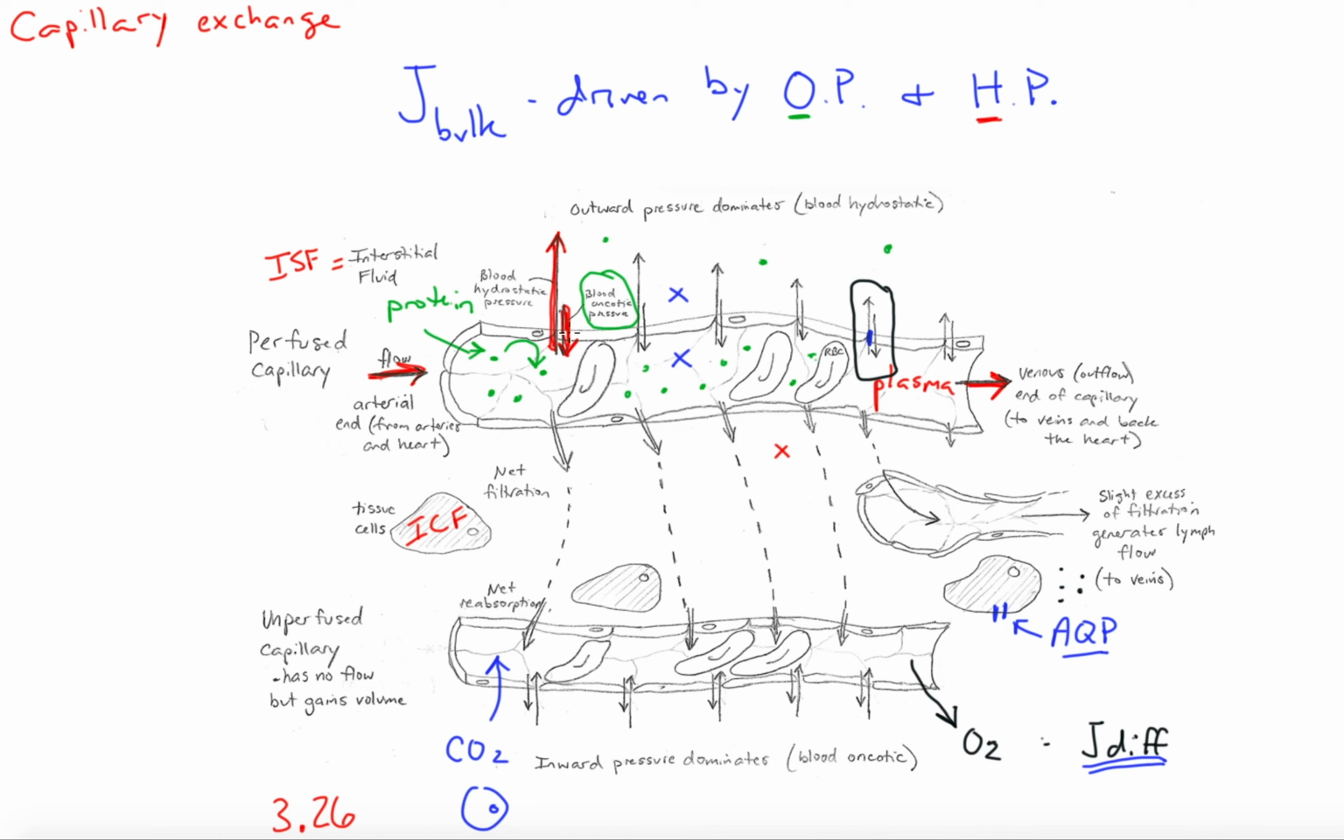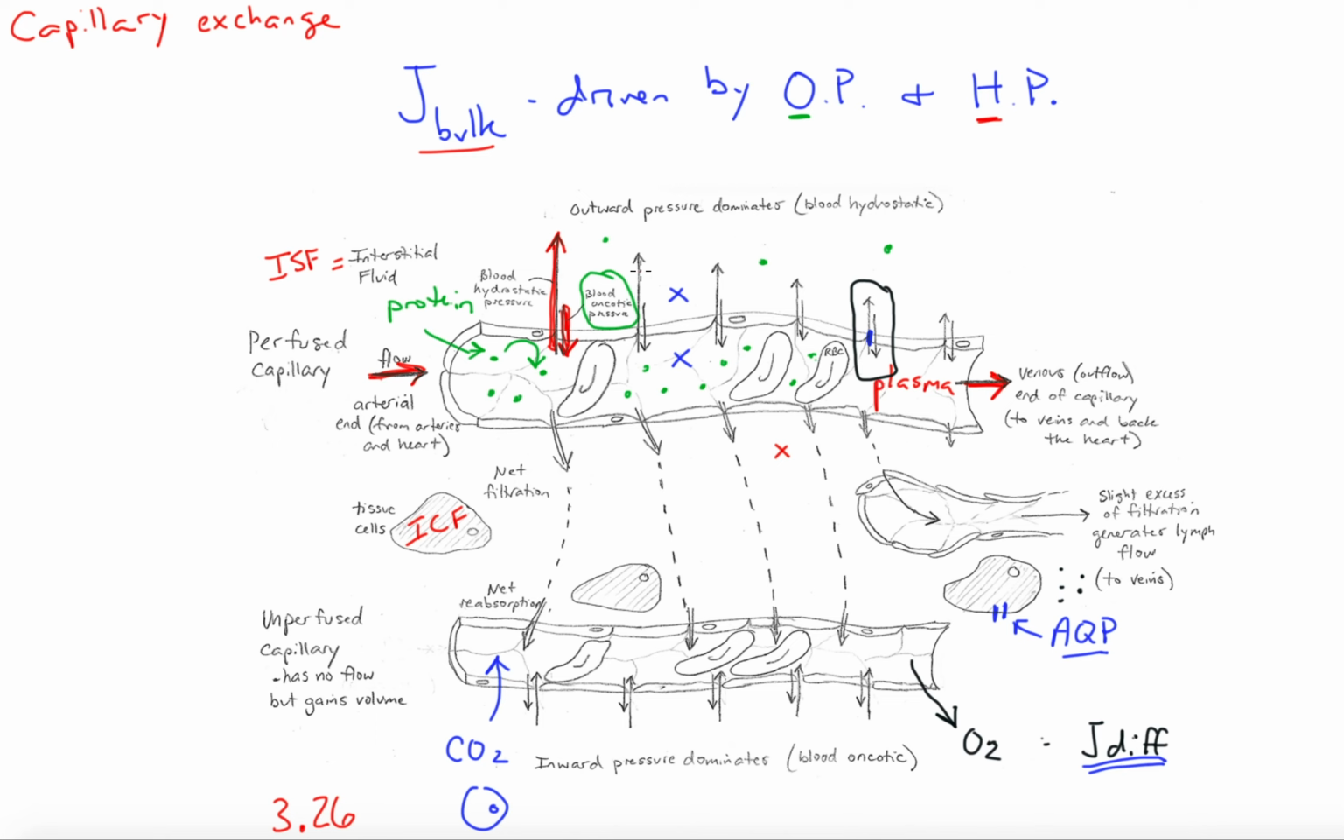Which means you've got an inward force, but you have a larger outward force, which means your bulk flux would be outward. Now, one of the things that happens is that as fluid flows through a pipe, the fluid pressure falls. And that's due to friction and other things that we'll talk about when we get to the cardiovascular chapter.